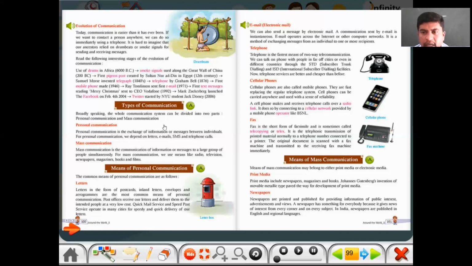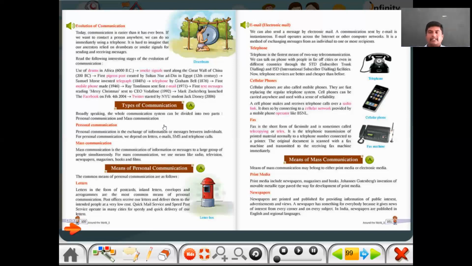This is a telephone. Fax is the telephonic transmission of printed material, normally to a telephone number connected to a printer. This is called a fax. The original document is always scanned in the fax.